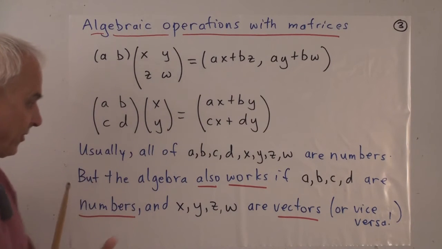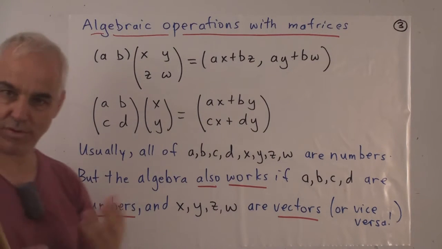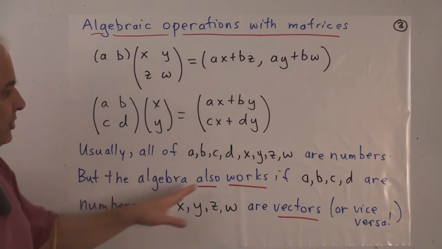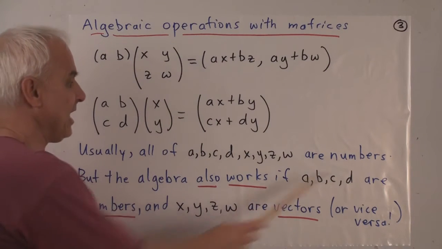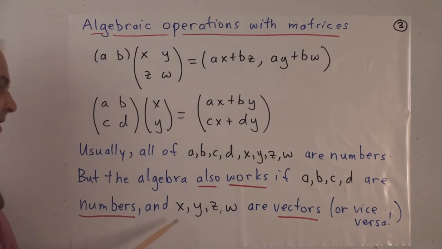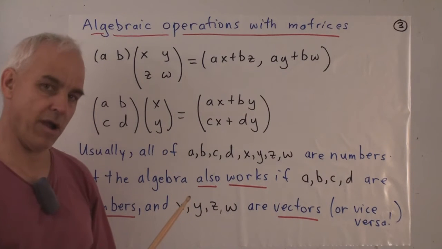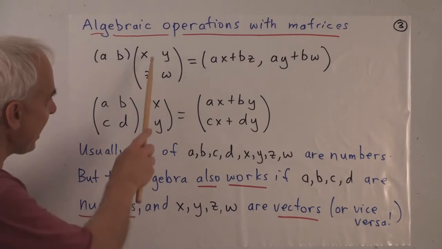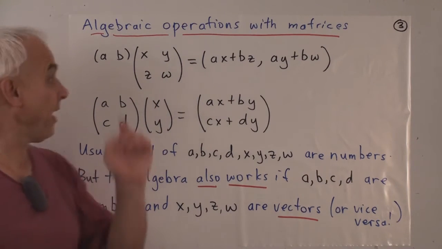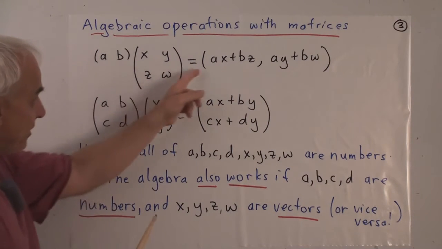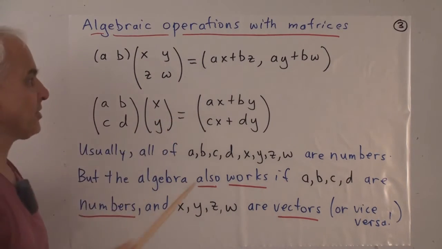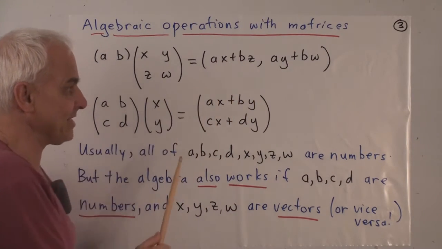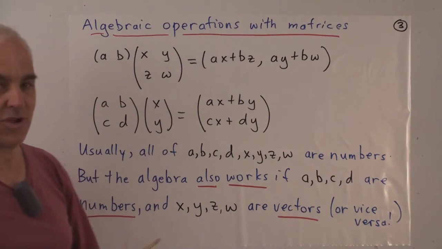They're representing numbers. But here's the important, very simple observation: this algebra also works if A, B, C, and D are numbers and X, Y, Z, and W are vectors. Suppose that X, Y, Z, W are vectors and A, B, C, D are numbers. Then what does this expression consist of? AX plus BZ is another vector. We're taking a linear combination of the vectors X and Z. And here's another vector combination.